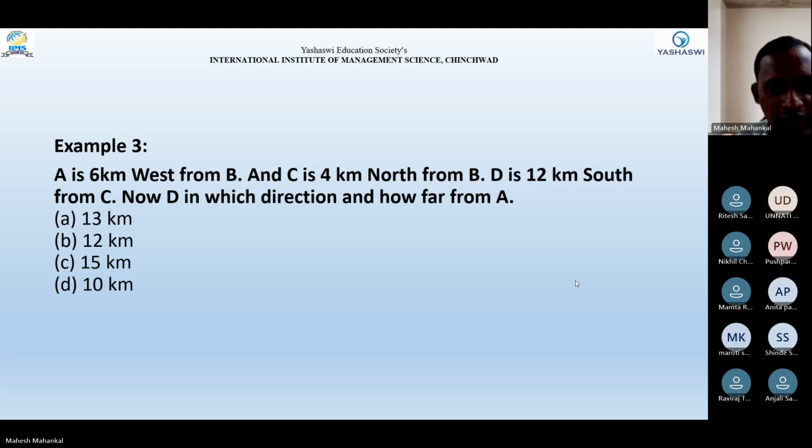Yes. Which option is correct, out of these four A, B, C, D? Tell me, students. 13, option A. Okay. Again, are all of you trying to solve this question? Yes, all of you are trying to solve these questions.